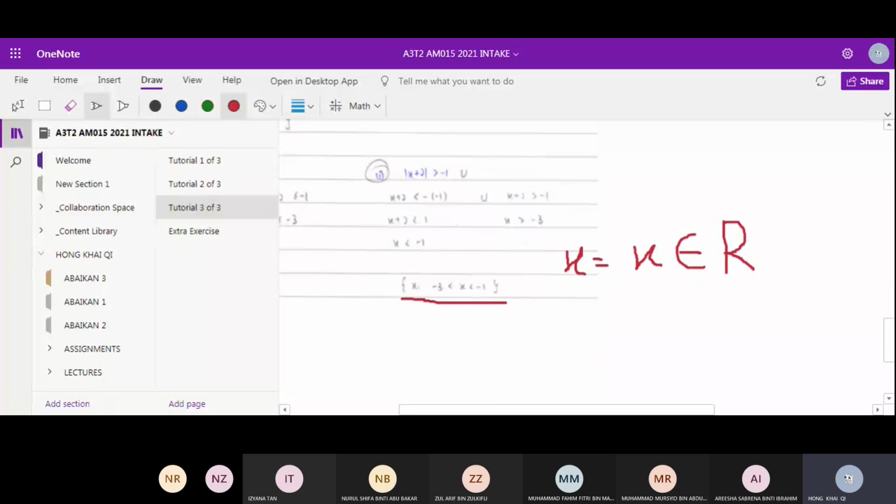I think this one we need to ask the teacher. The schema answer, that R. I don't understand that R. Why R? R is real number. Real number. Oh.